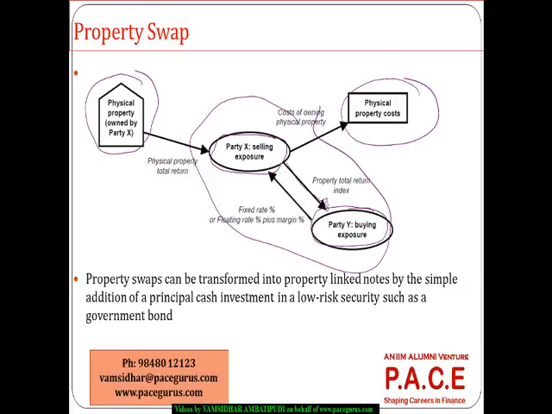So this could be an instrument which is very heavily used, where one party, without owning the property, is getting the exposure to the property. He is getting the returns which the physical owner of the property is getting. Whereas the other party is owning the property, but he is still getting a fixed return. He is nowhere having any kind of exposure to the property. That is the whole transaction behind the property swap.